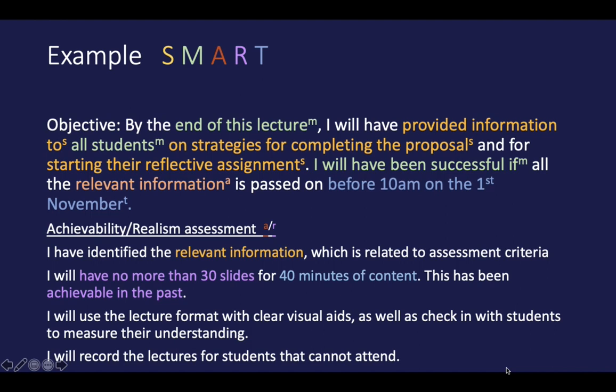Something else you need to think about when you're setting these objectives is, is it achievable or realistic? And there's a number of ways to do this. So I've got no more than 30 slides for 40 minutes of content. This has been achievable in the past. So you can actually start to use past experiences when you are setting these objectives and milestones.